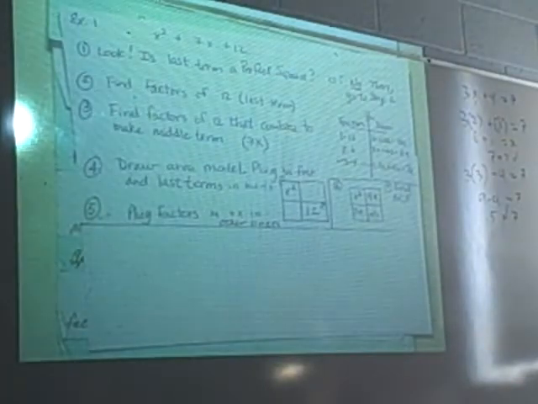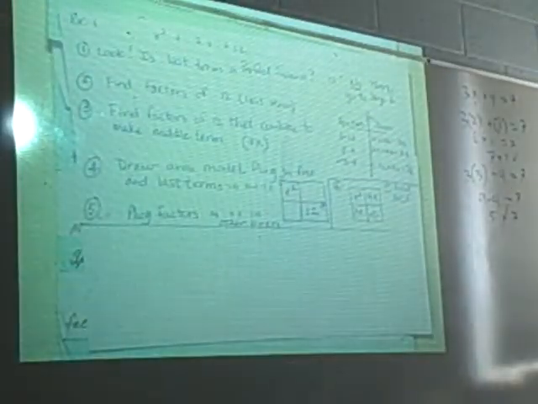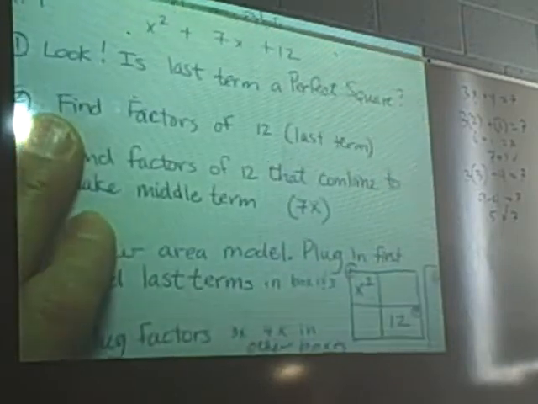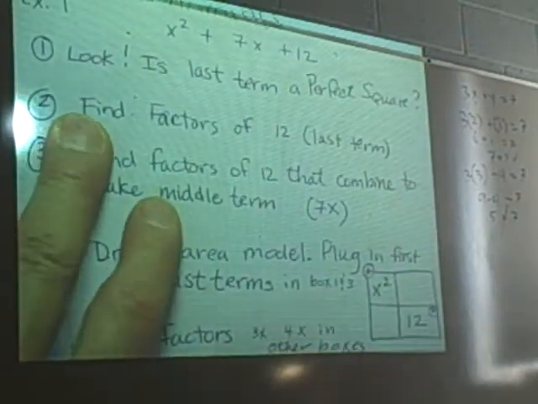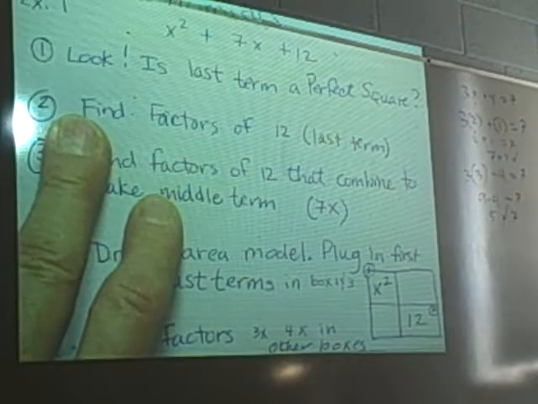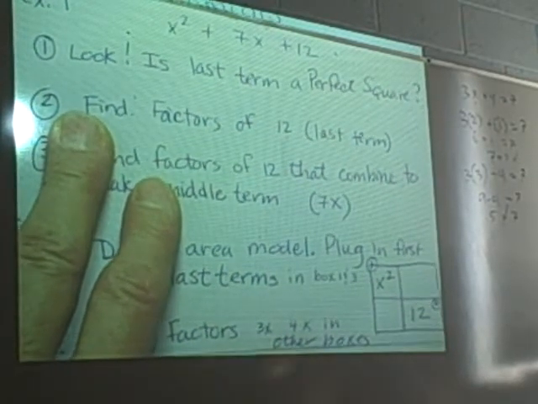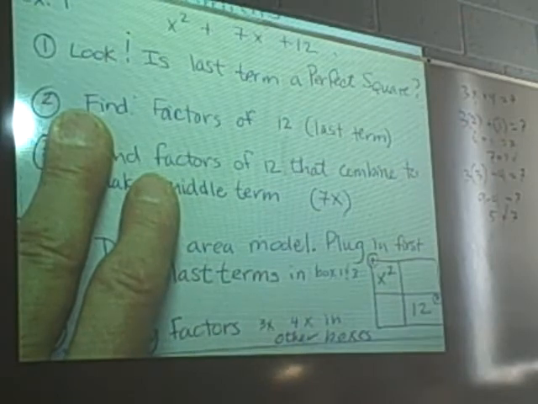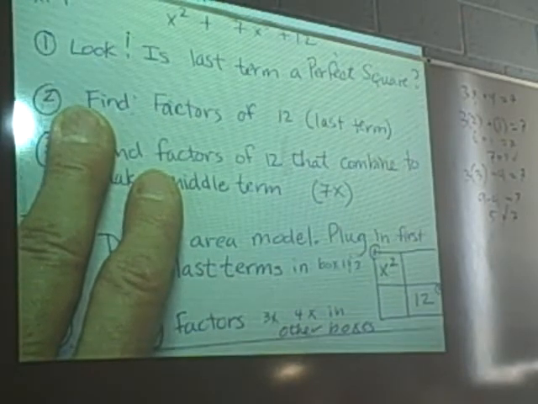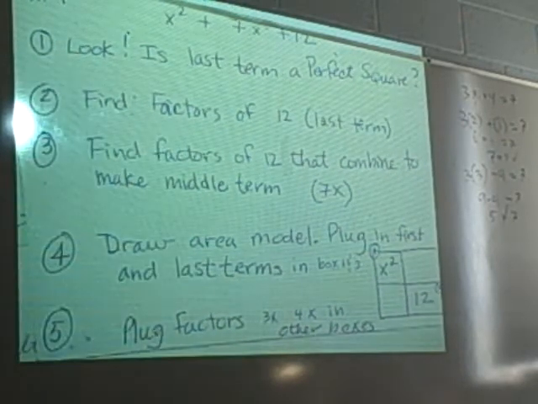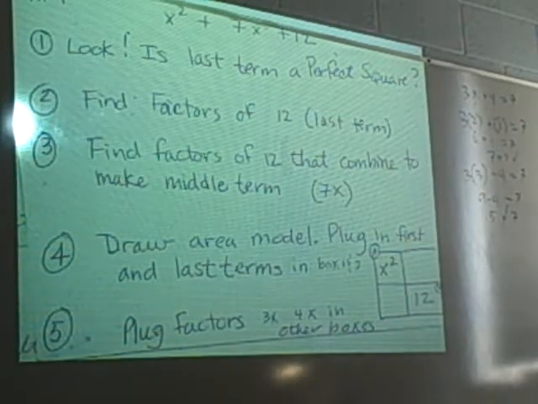Okay, I'm going to turn the lights off, and let's see if this makes sense to you. In this one, I asked you to look at the last term: is it a perfect square? And it's not. There's a reason I'm asking, because we will be dealing with problems that are perfect squares, and we're going to do a slightly different process. So step 1 is: is the last term a perfect square?